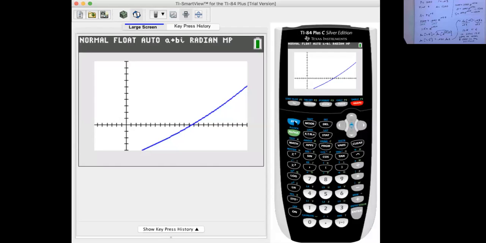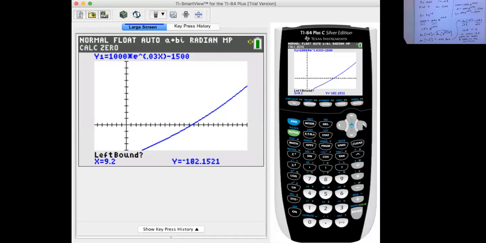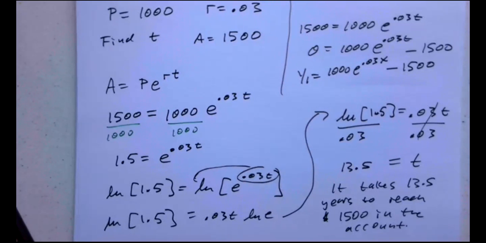So that's where I'm at. Zero finder, second calc. Find the zero, which is number 2. Move the cursor a little bit to the left of where it crosses, which is about here. Bing. A little bit to the right of where it crosses, bing. Where it crosses, moving pretty close, bing. And I expect it to be about 13.5. Is it? 13.5. Feel good? 13.5 years for it to grow to $1,500.